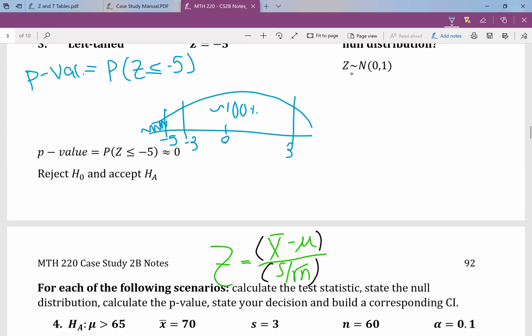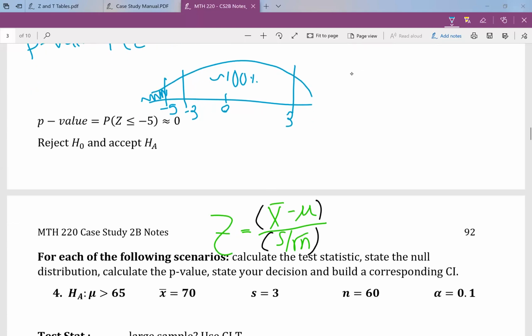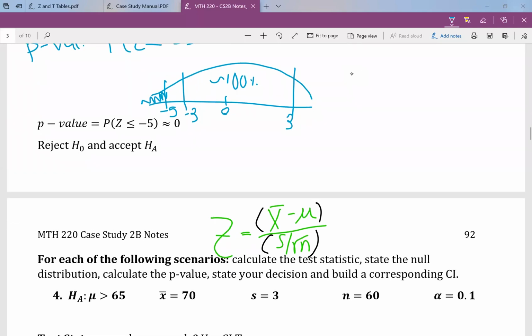Okay, so calculate the test statistic. What do we have for number 4? We have HA: mu is greater than 65, X bar is equal to 70, S is equal to 3, N is equal to 60, alpha is equal to 0.01. I'll remind you of the general names for these. X bar is your sample average. S is your sample standard deviation. N is your sample size. Alpha is your significance level, which is what you will always compare your p-value to.